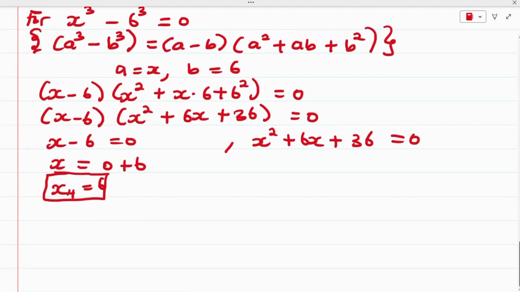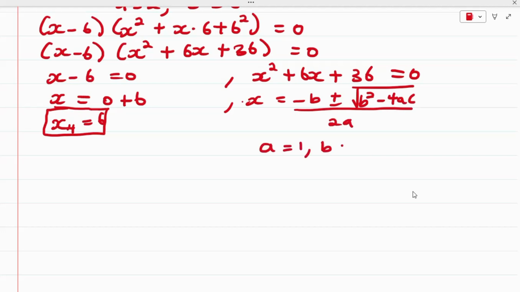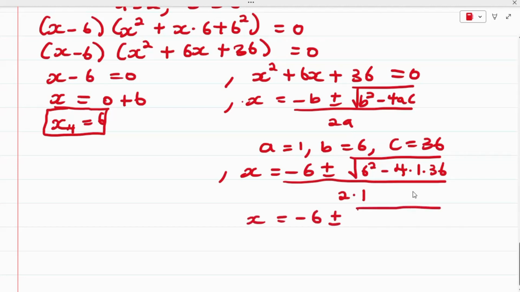So we want to simply solve the quadratic equation by making use of the quadratic formula that says x is equal to minus b plus minus the square root of b square minus 4ac divide 2a, where a is equal to 1, b is equal to 6, and c is equal to 36. So from here we have that x is equal to minus 6 plus minus the square root of 6 square minus 4 multiply 1 multiply 36 divide 2 multiply a, which is 1. So x is equal to minus 6 plus minus the square root of 6 square is 36 minus 4 multiply 36 divide 2 multiply 1 is 2.